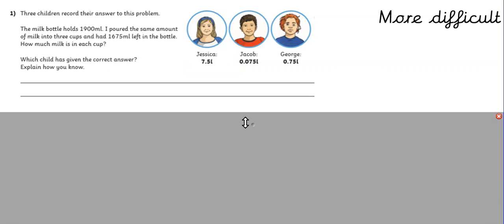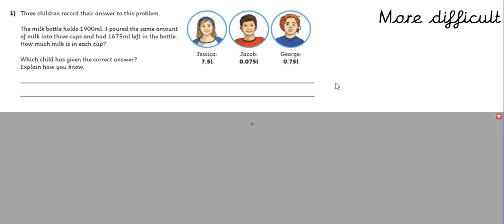Okay, so these ones now are becoming a little bit more tricky, okay? So, if you would like to stop there, that is fine, but if you would like to challenge yourself, have a go at the next few questions. So there are 3 children recording their answer to this problem. So the problem is, the milk bottle holds 1,900 millilitres. I poured the same amount of milk into 3 cups and I had 1,675 millilitres left in the bottle. How much milk is in each cup? Which child has given the correct answer?